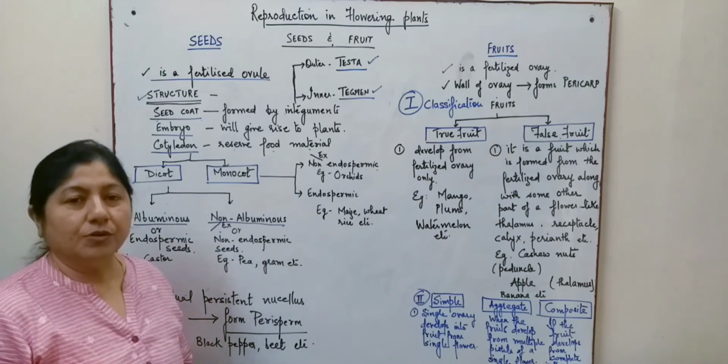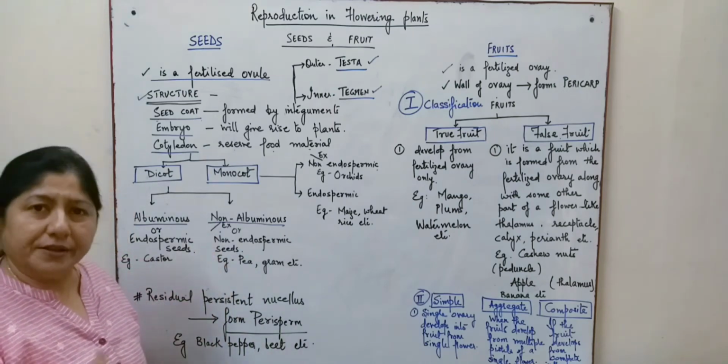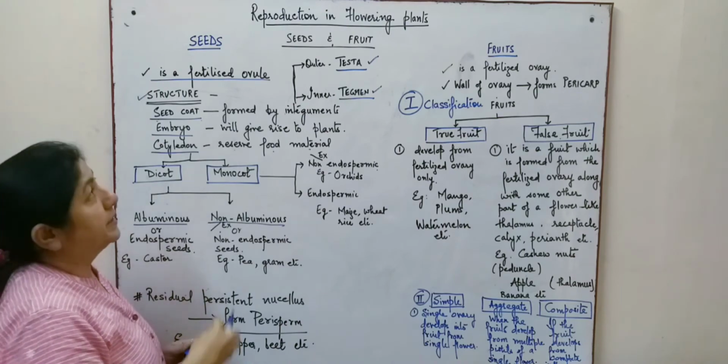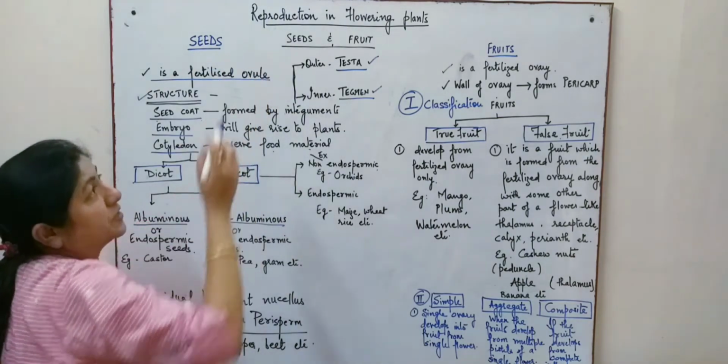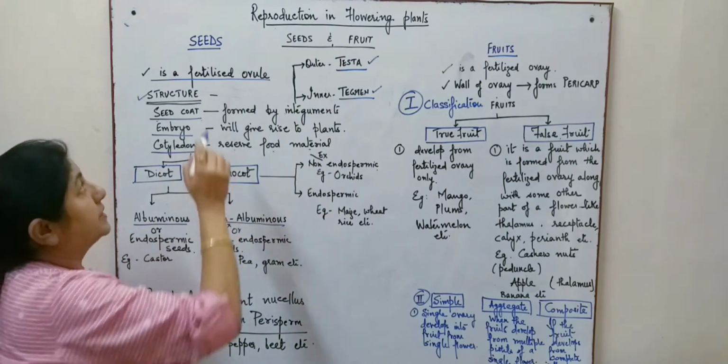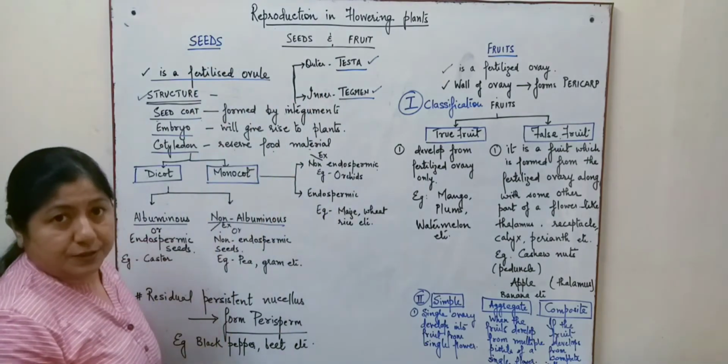In this video, we'll be talking about another step, that is almost the last step of the process of reproduction in flowering plants, that is the seed and the fruits.